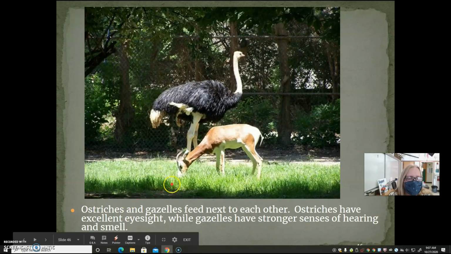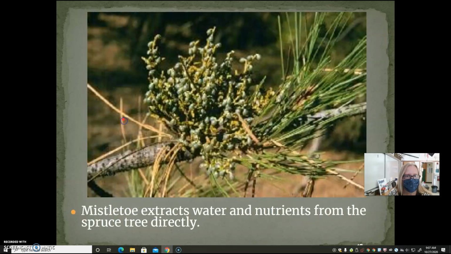Ostriches and gazelles feed next to each other. Ostriches have excellent eyesight. Gazelles have a stronger sense of hearing and smell. How are they benefiting each other? Are they benefiting? I think so. So what kind of relationship is that? Mistletoe extracts water and nutrients from the spruce tree directly, or other trees we have it growing around here. What kind of relationship?